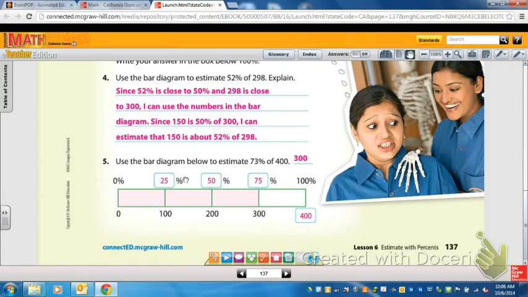Now use the bar diagram below to estimate 73% of 400. Again, we have the diagram, 25%, 50%, 75%, and then of course 100% would be 400.